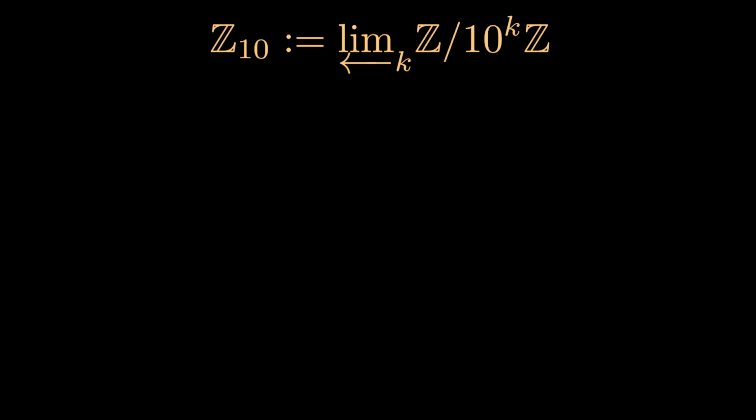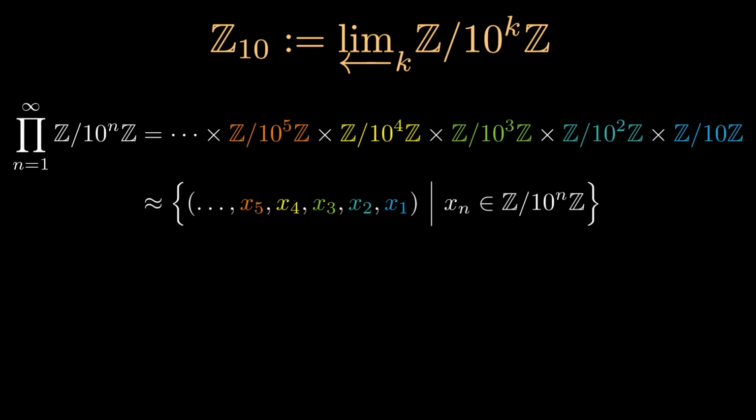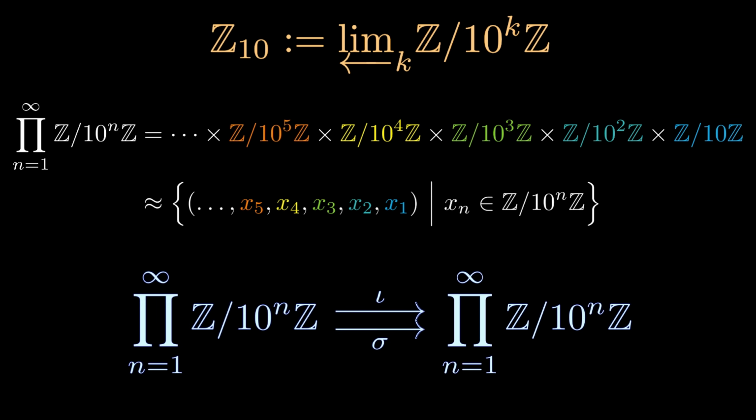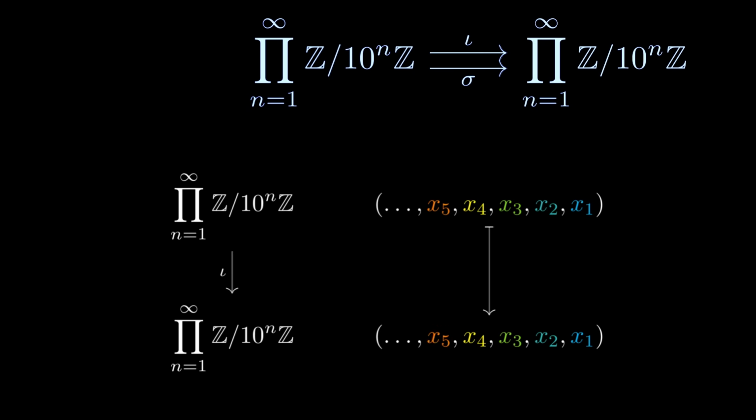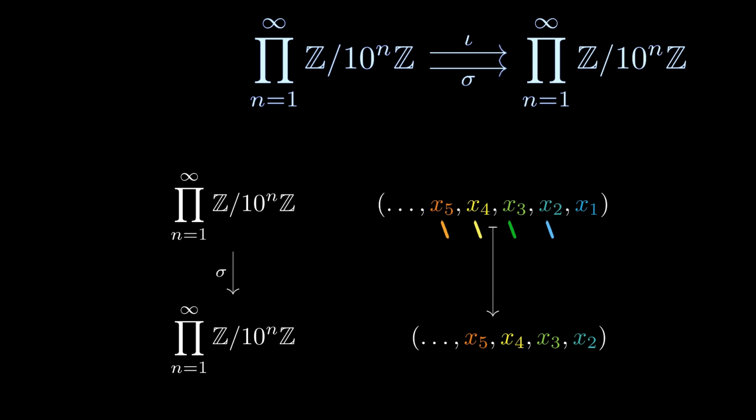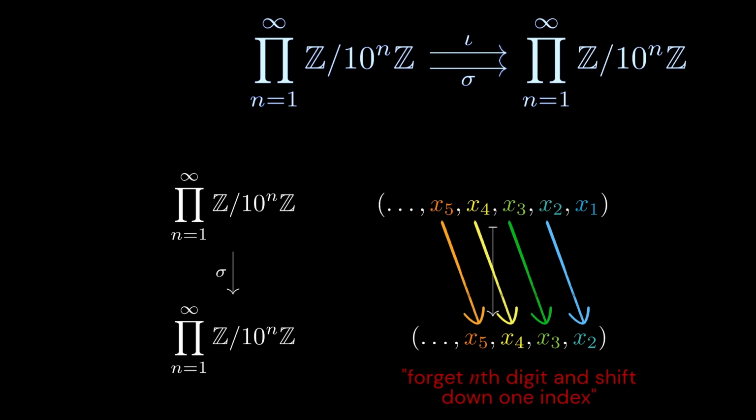If we look at my 10-adic rings again, we can construct this limit by first starting with this infinite product. The elements of this ring look like sequences of numbers, where the nth number is in Z mod 10 to the n. Now, I can construct two maps from this ring to itself. The first map just does nothing, it sends each element to itself. The other map, though, shifts everything down by one. Shifting down just means paying attention to one fewer digit.